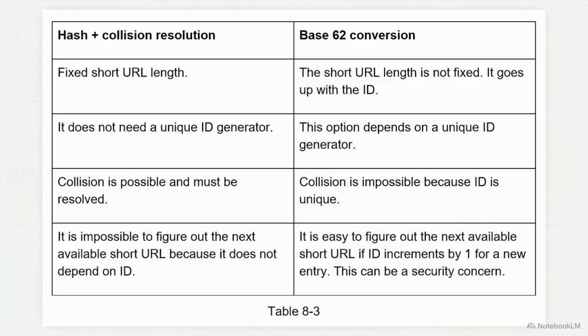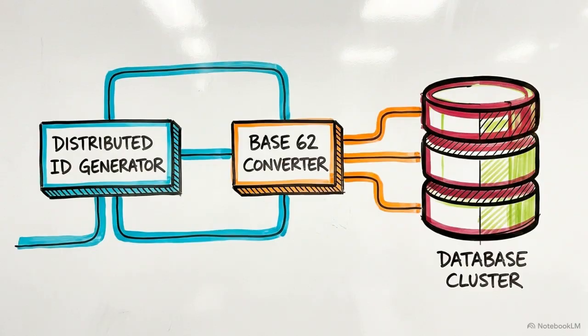This comparison highlights the trade-offs. Hashing is independent of the ID, but requires collision resolution. Base 62 is deterministic and collision-free, but its length grows as the ID increments. Pairing base 62 conversion with a distributed unique ID generator creates a collision-free architecture that scales to billions of records.